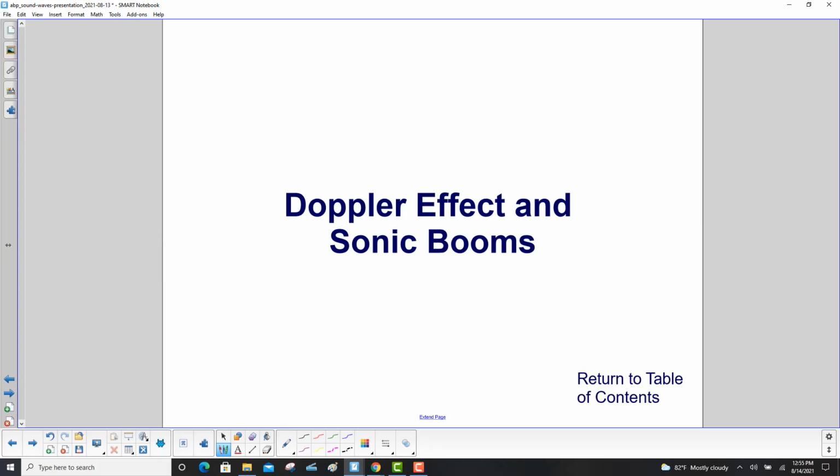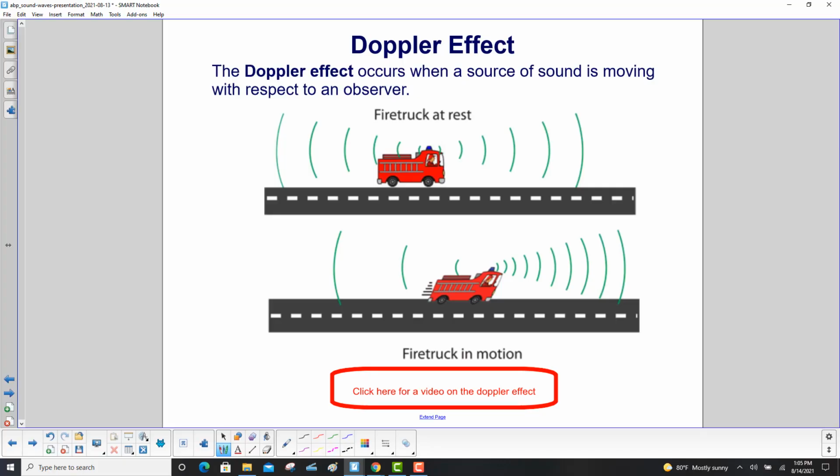Doppler effect and sonic booms. The Doppler effect occurs when a source of sound is moving with respect to an observer. So here's the fire truck at rest, and here it is in motion. So please click here for a nice introductory video on the Doppler effect.